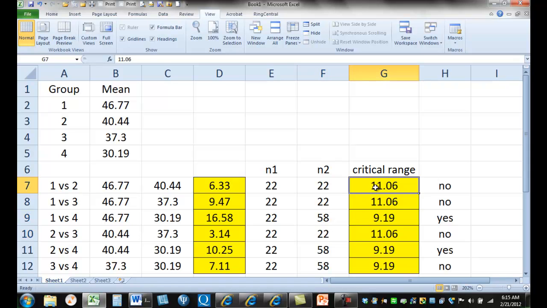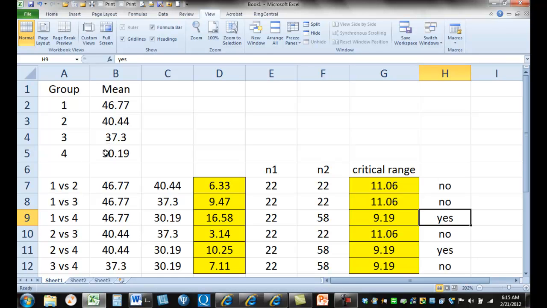And so now we just make our comparisons. Once we find this critical range, we say, is 6.33 greater than 11.06? No. Is 9.47 greater than 11.06? No. Is 16.58 greater? Is the obtained difference between groups greater than the critical value? Yes. Is the obtained value greater? No. Is the obtained value greater? Yes. So we have two pairs here, 1 versus 4 and 2 versus 4, that are actually different.